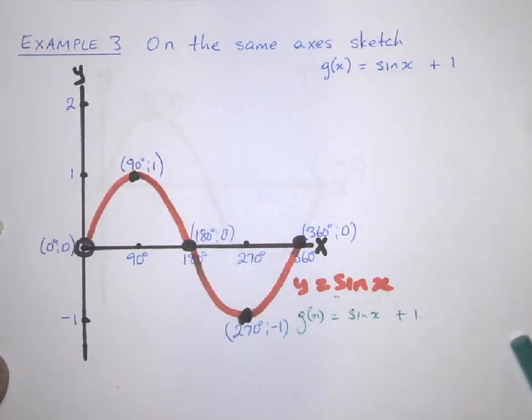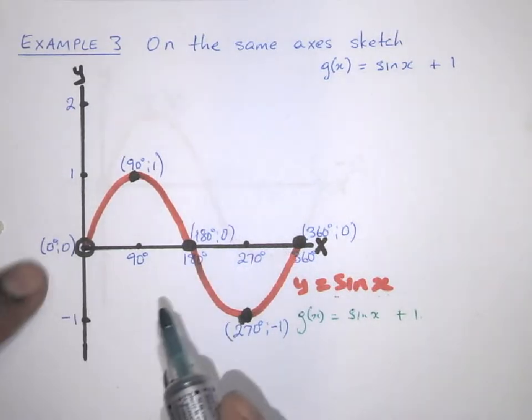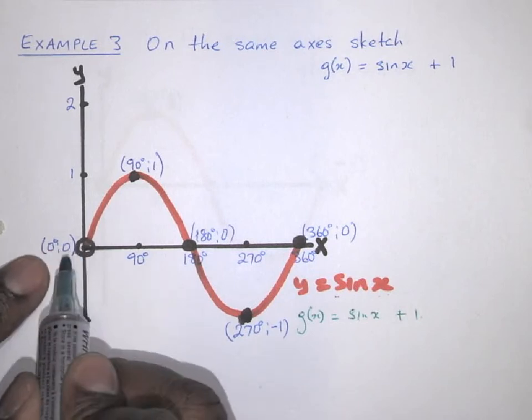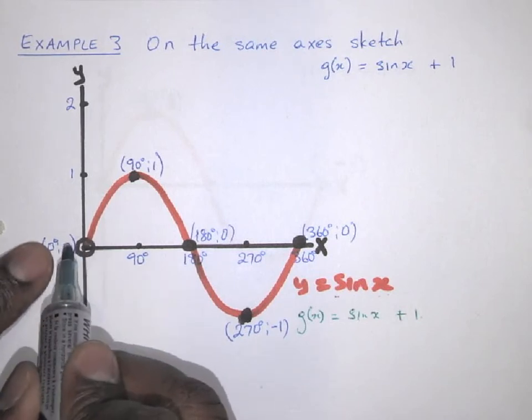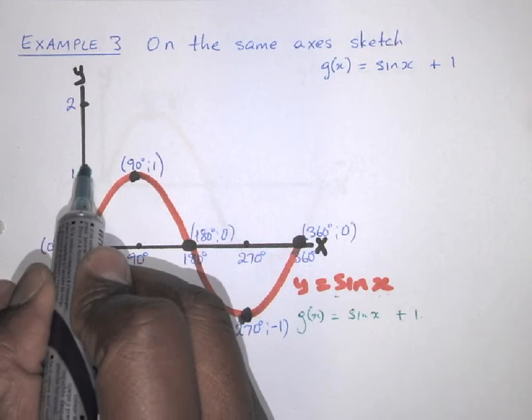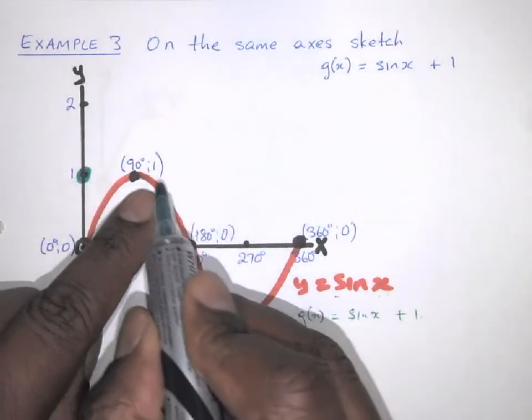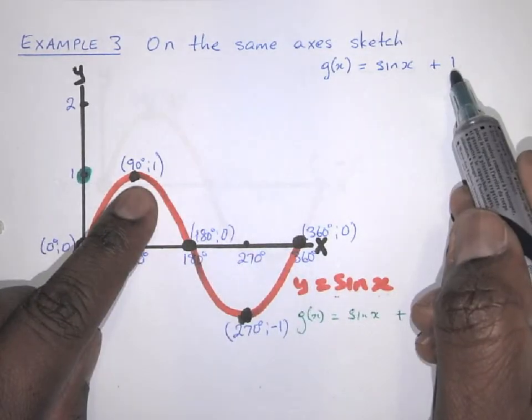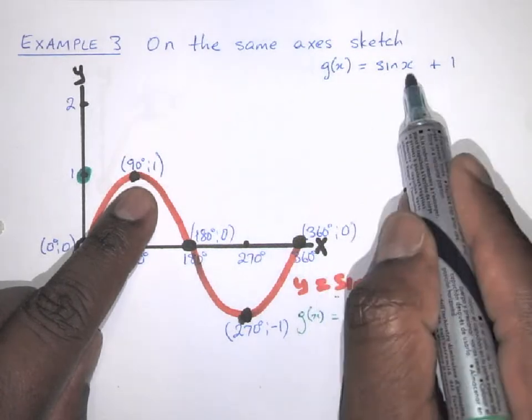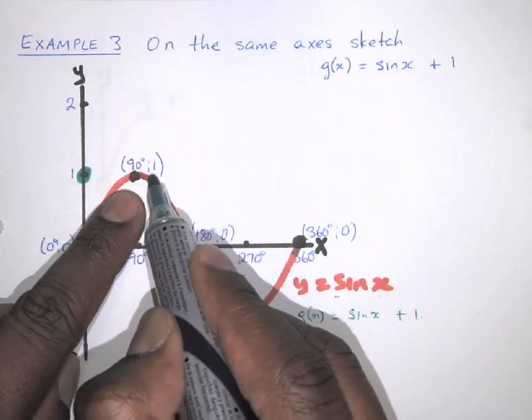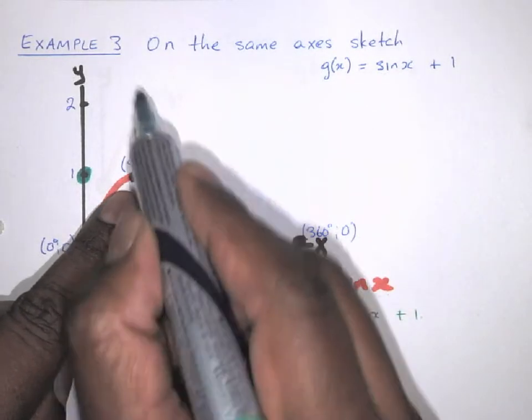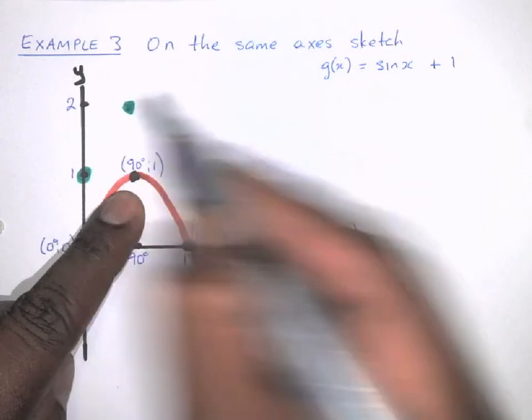We will add 1. If we add 1 to the y value on this point here, the point will be 0, 1. And 0, 1 is the point over there. If I add 1 to the y value, this would be 90, 2 now, because 1 plus 1 is 2. This 90, 2 is there. The point is up there.